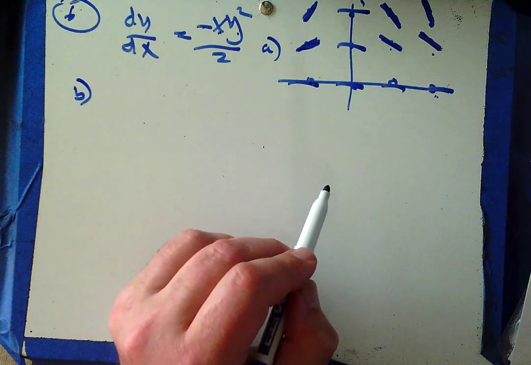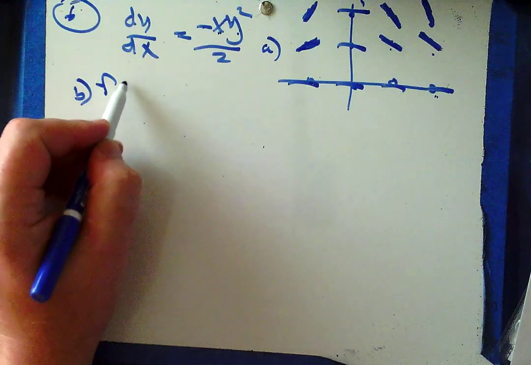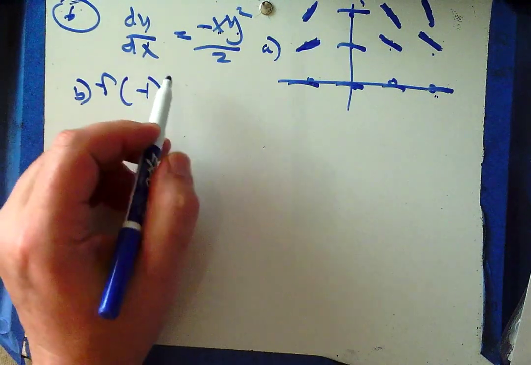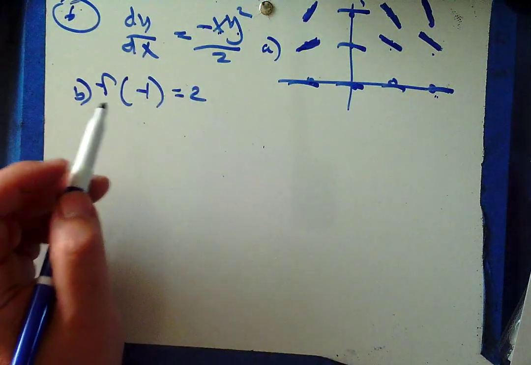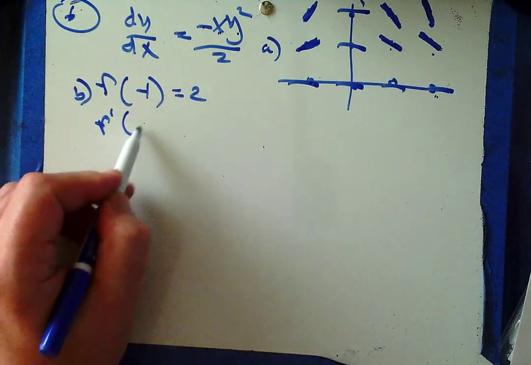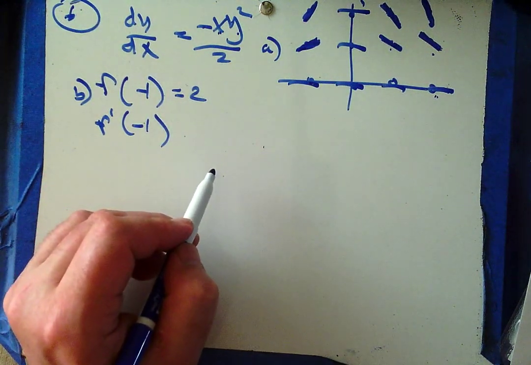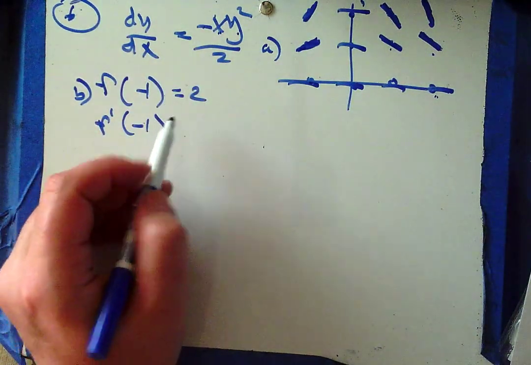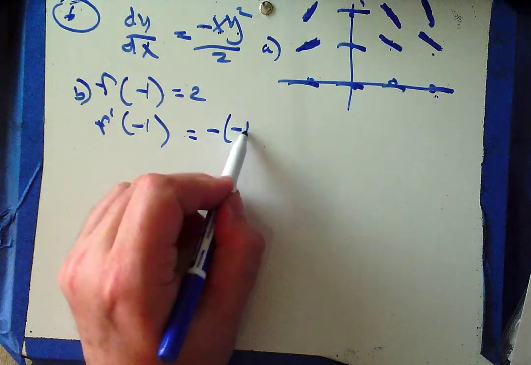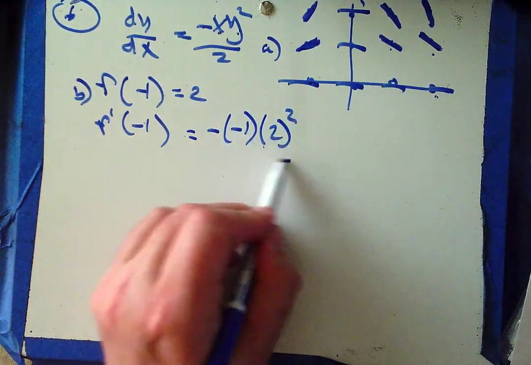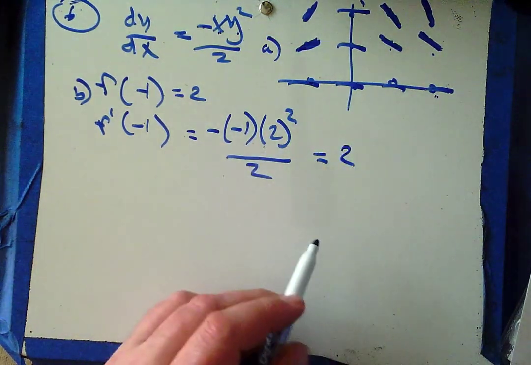Part B for number 6. Write the equation of the line tangent to f at -1. Well, we know f of -1 equals 2. They tell us that in the stem of the problem. And then I need f prime of -1. So don't I need an ordered pair? Yes, I do. So I plug in -1 there, and I get -1, 2 squared over 2, which is that positive 2 that we had before.